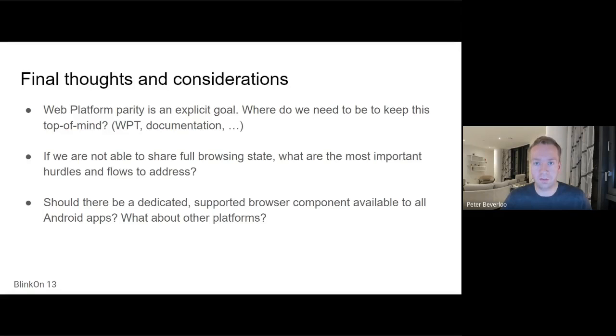But there's a lot of code out there, and there's not a lot of awareness that the browsing experience on Android is so fragmented as it stands. And yeah, what other flows are important if we're not able to share the full browsing state? We're thinking about identity, about payments, about sharing, notifications, things like that. Are there other gaps we're not thinking about?